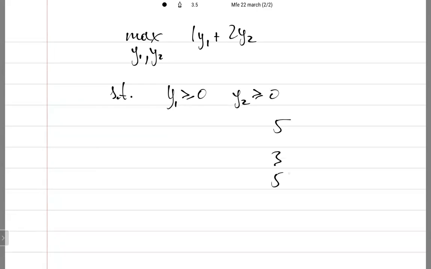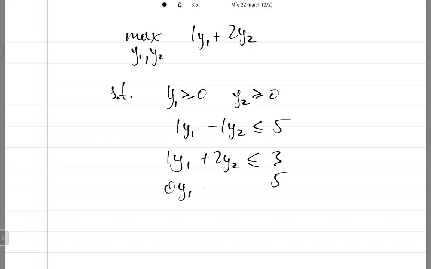The right-hand sides are 5, 3, 5. Then I have 1y1 minus 1y2 is less than or equal to 5. 1y1 plus 2y2 is less than or equal to 3. And 0y1 plus, if I'm not mistaken, 1y2 is less than or equal to 5. Everything is fine with the dual. So, first checkpoint: are you okay with going back and creating a dual problem?